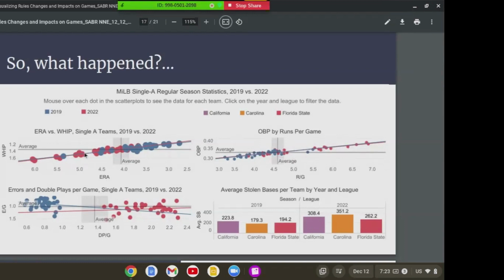So if pitching performance eroded a little bit, that should mean that batting performance improved a little bit, and it did. What's really interesting is errors against double plays. In 2022, the number of errors went up. I also reversed this axis here, but the number of double plays per game also went up. And so that's kind of an interesting finding.